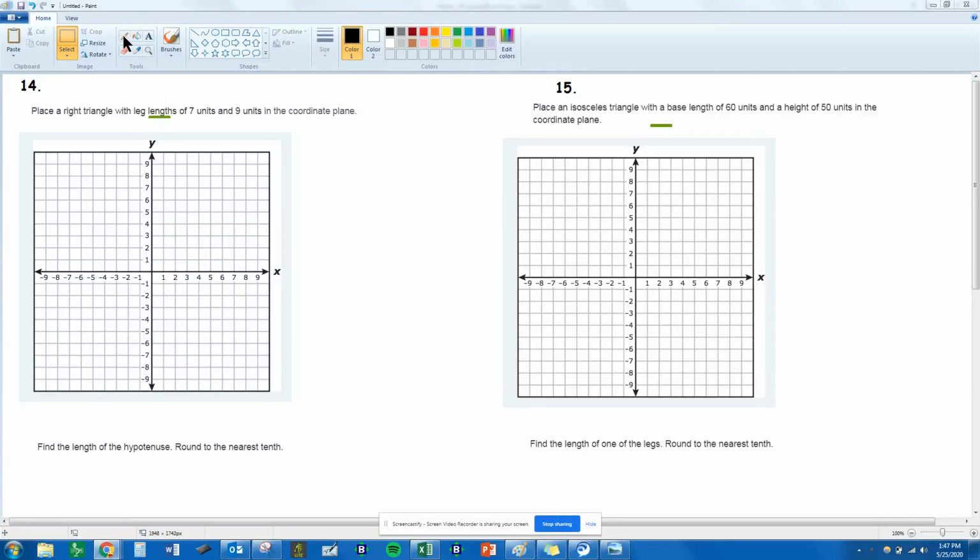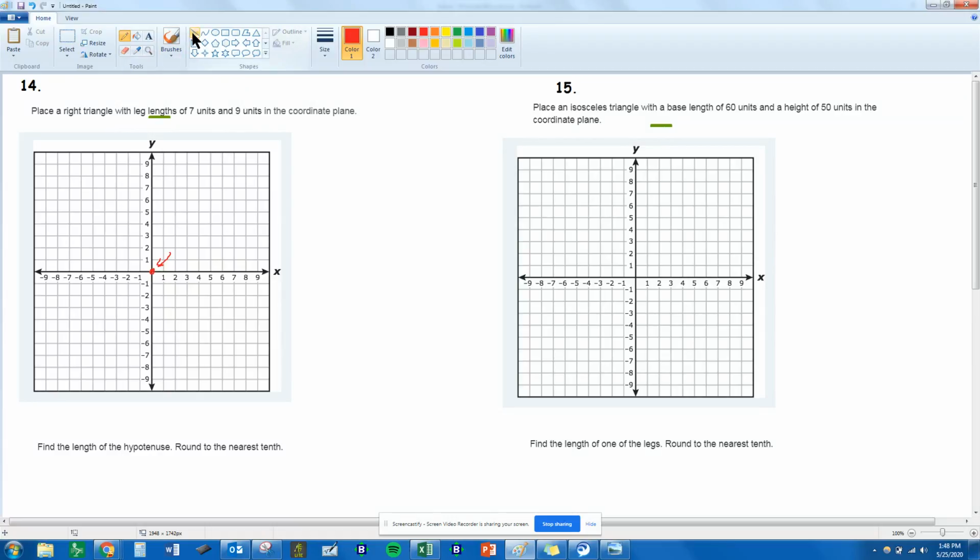It says place a right triangle with leg lengths of 7 units and 9 units on the coordinate plane. So the easiest way to do that is going to be to locate, because a 90-degree angle is right at vertical and horizontal, it might be easiest to put that right here. Let me get my pen. And what I would do is I'm going to put that corner right here.